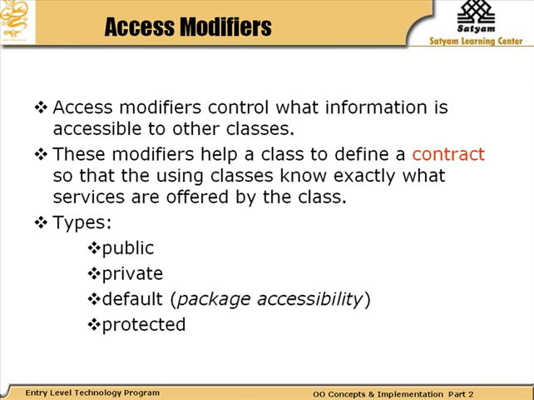Access modifiers. Access modifiers play a key role in Java programming. Access modifiers control what information is accessible to other classes. These modifiers help a class to define a contract so that the using classes know exactly what services are offered by a class. We have 4 different types of access modifiers in Java: public, private, default, and protected. We'll soon see them all in action.